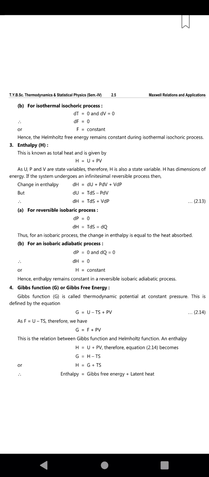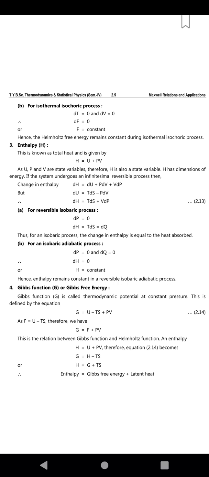And for reversible isobaric process, now in isobaric process pressure of the system remains constant, therefore change in pressure should be equal to 0. Therefore our equation becomes dH equal to TdS, and we know that TdS according to second law of thermodynamics equals the amount of heat absorbed by the system or released by the system, that is equal to dQ. Thus for an isobaric process the change in enthalpy is equal to the heat absorbed.